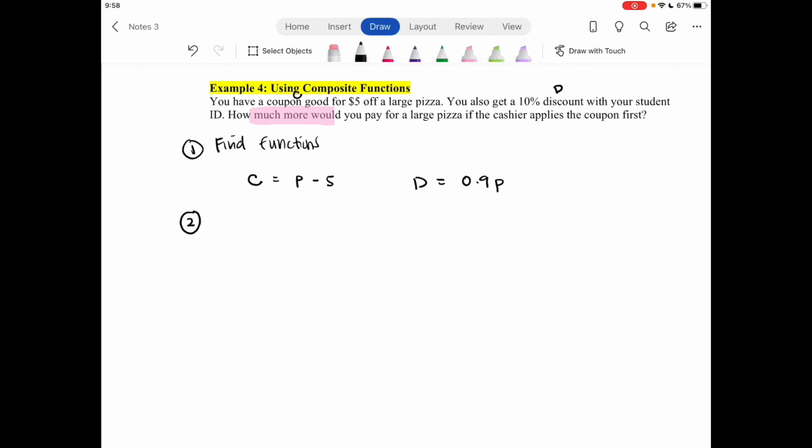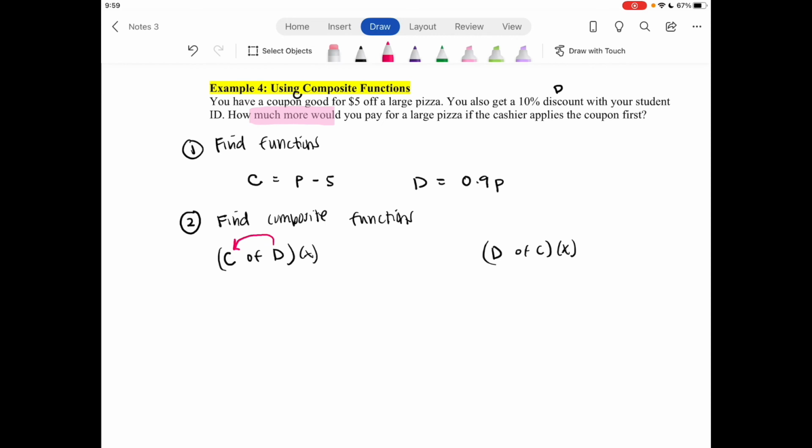Our second step now is to find the composite functions. We need to say, what is the function if we apply the discount first? So we'd have C composed of D. But also we could say, well, what if we applied the coupon and then the discount, which would be D of C of x. And remember, whatever's being applied first is going second because the second part actually goes inside of the first.